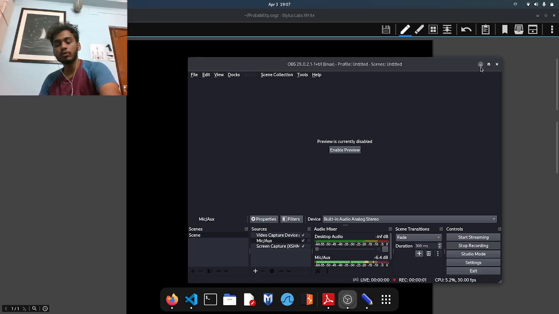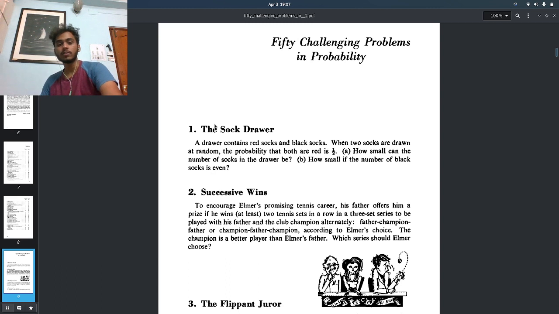Hey guys, we are going to solve the 50 Challenging Problems book, question 1 today, that is the sock drawer.